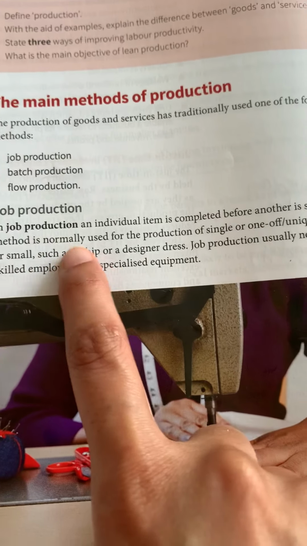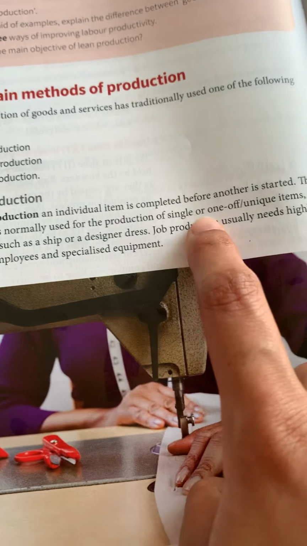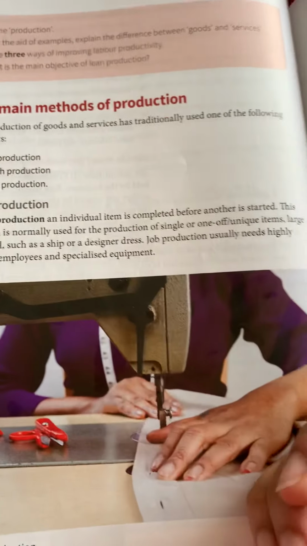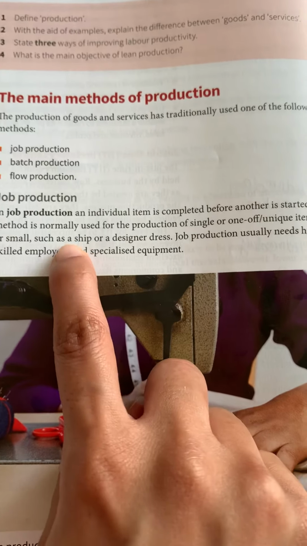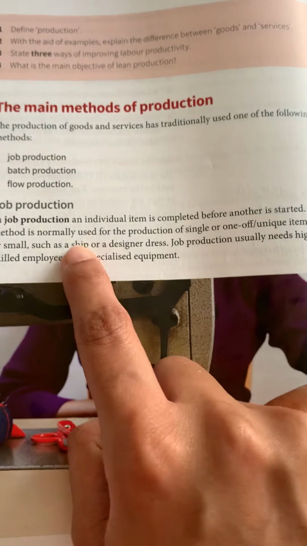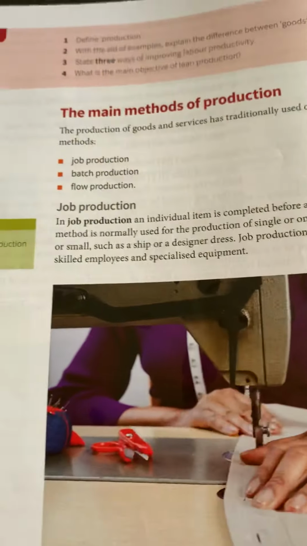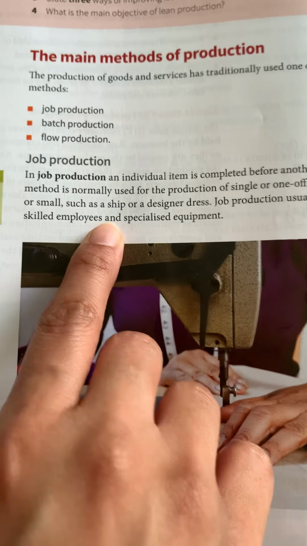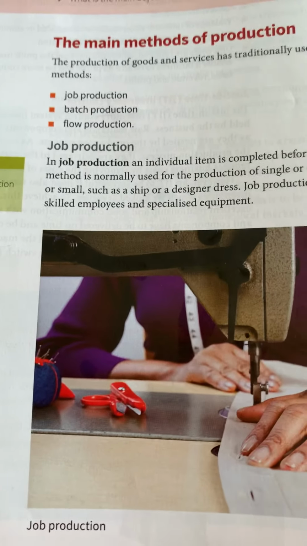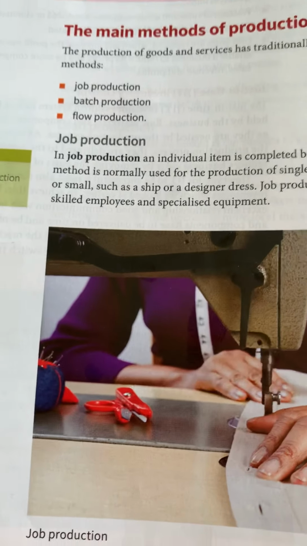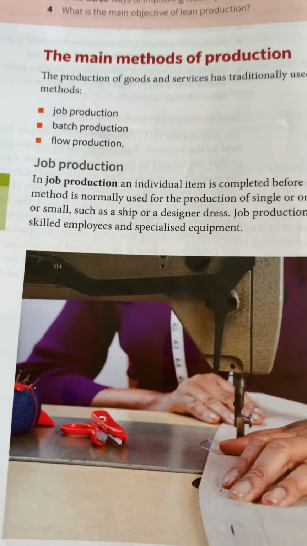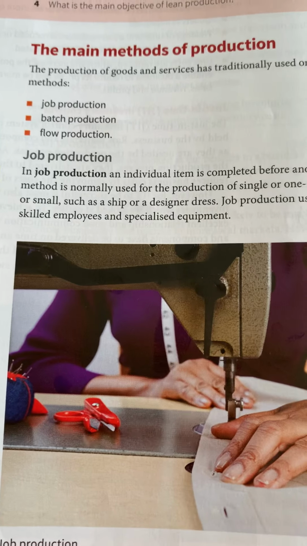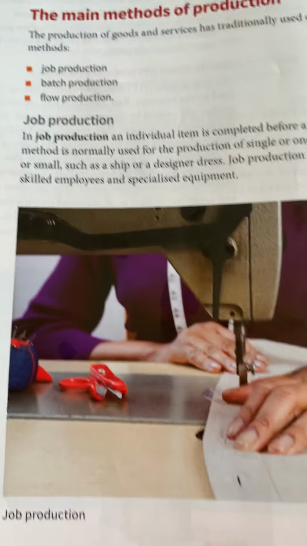This method is normally used for the production of a single or one-off unique item. The item can be big or small. If it's big, then it's like a ship. If it's small, then it's a designer item. Normally, job production is expensive because it requires skilled employees. They're unique products, so it's more expensive because all the employees will only focus on making one product. They cannot focus on making two products, so it is very time consuming, therefore it is expensive.